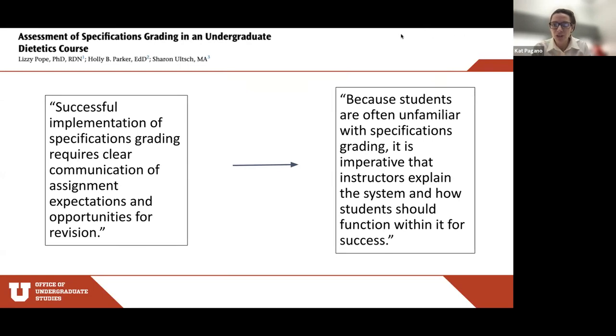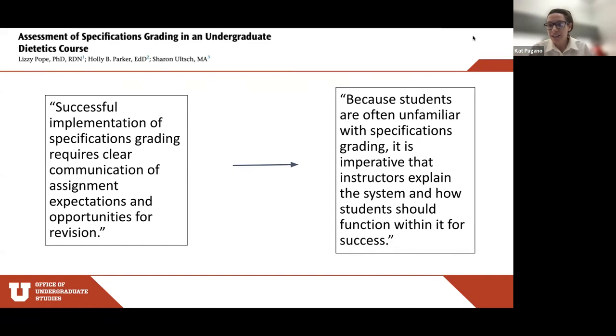And because students are often really unfamiliar with this system, again, it's really important that we're transparent with them about the system up front. So what does this all mean? It means that we really do need to make sure that we are upfront about the system. We may need to take more time at the beginning of the semester to explain what the system means and be really transparent about how it works.